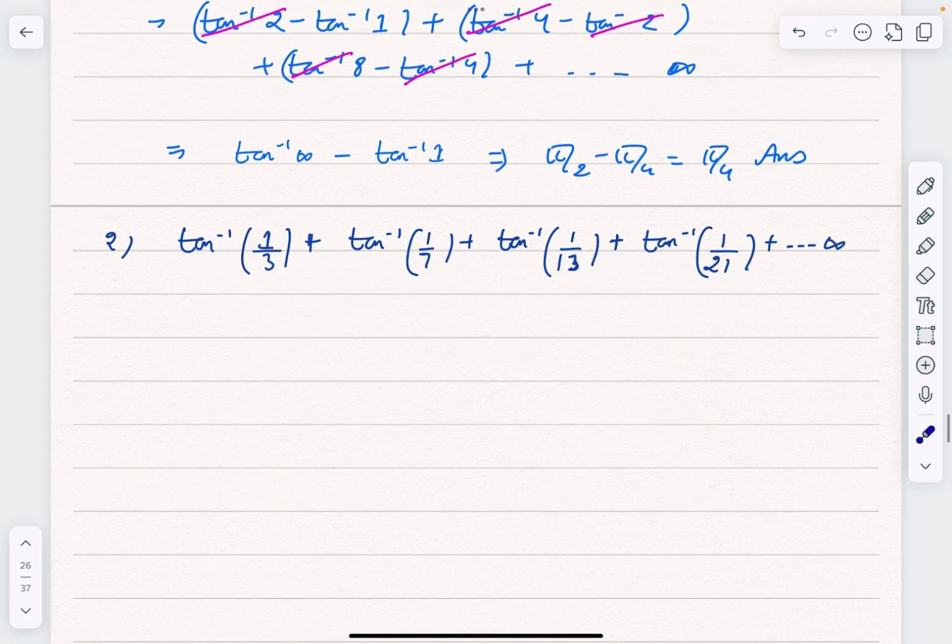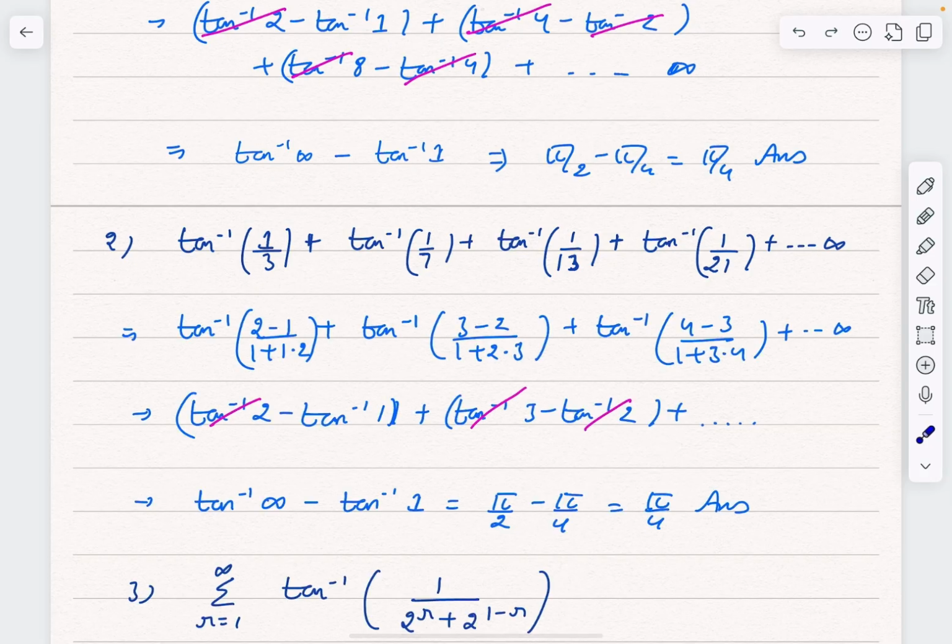Okay. We have tan inverse 1 by 3 plus tan inverse 1 by 7 plus tan inverse 1 by 13 plus tan inverse 1 by 21 up to infinity. You can give it a try, guys. Let's start discussion.